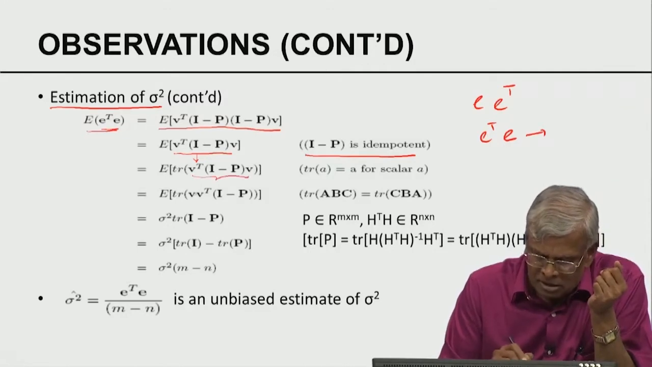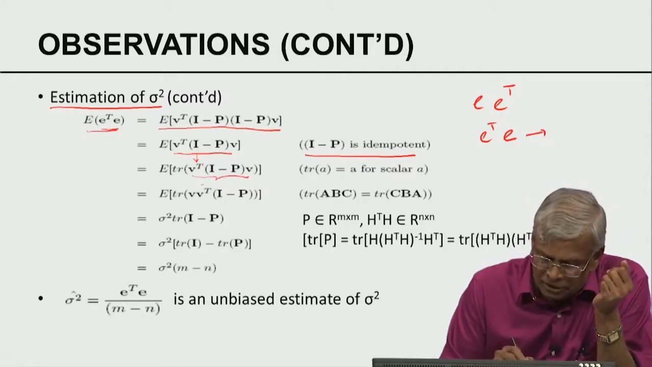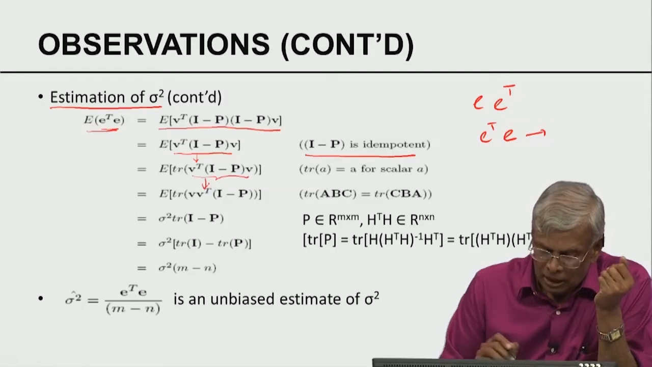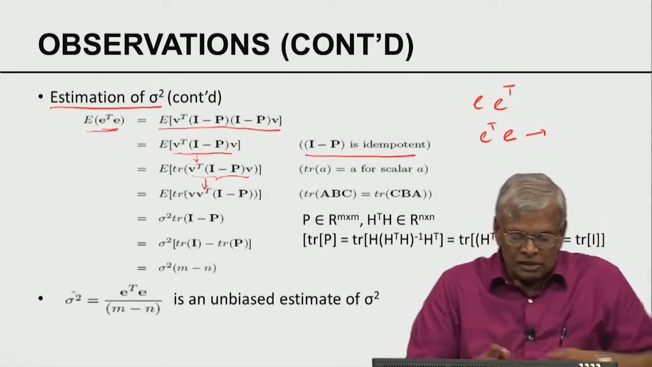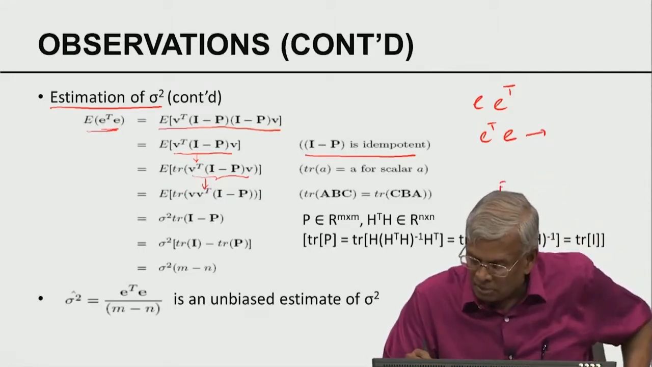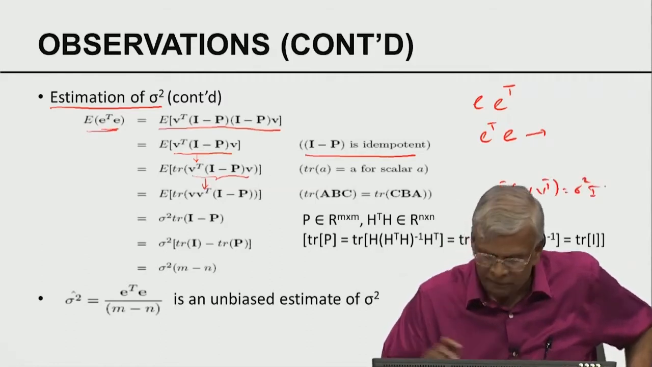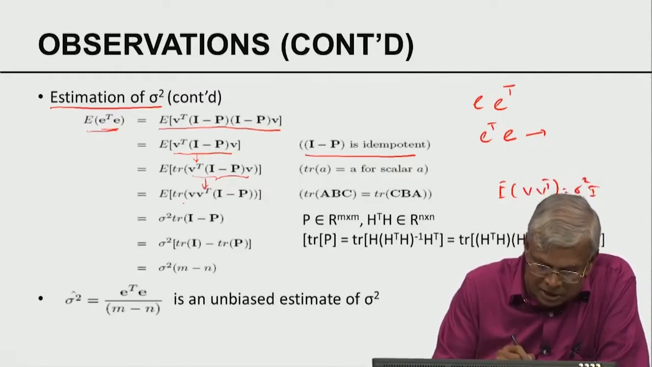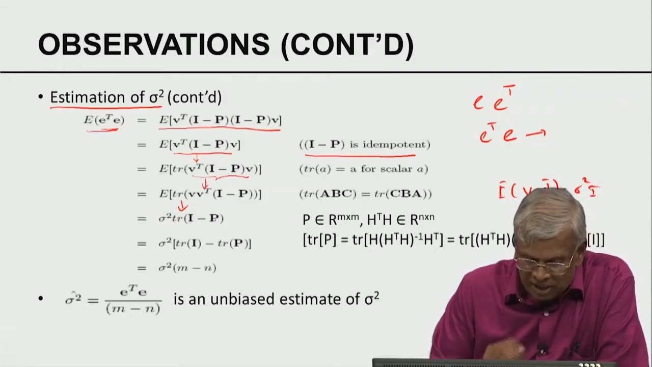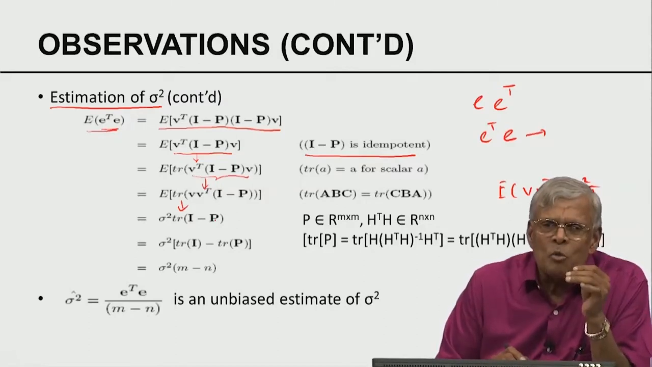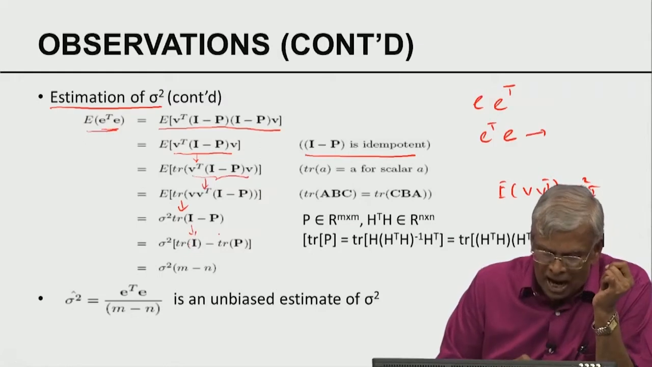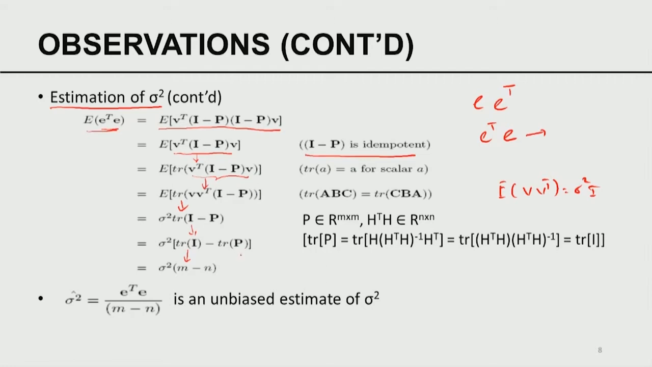And the trace of a product, by the cyclic rule, is essentially given by this. I want you to remember, E of V V transpose is equal to sigma square I. So if you use that particular property, this becomes trace of sigma square times trace of I minus P. Trace of a sum is the sum of the traces. You can see so many facts are used. Trace of I is M, because I am concerned with the M by M matrix. Trace of the projection matrix P is N, that is proved in here. I have attached the proof for every one of these things. Therefore, the expected value of the sum of squared errors is sigma square times M minus N.